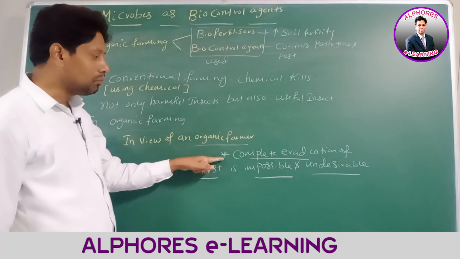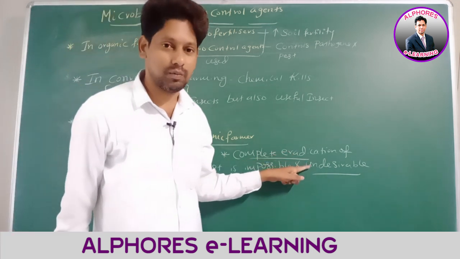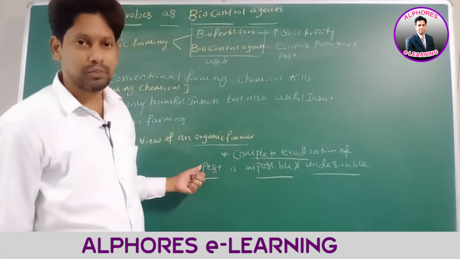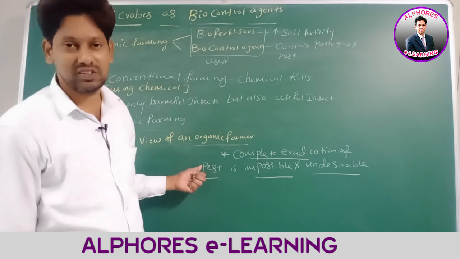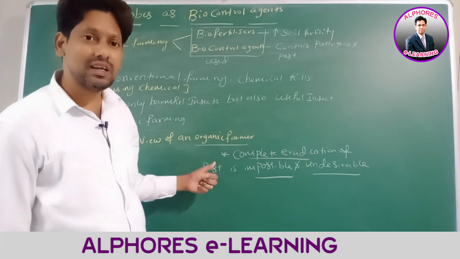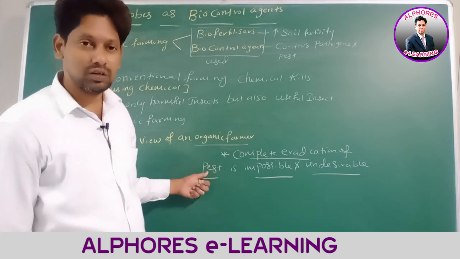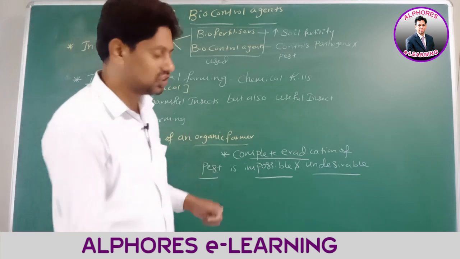Sir, why is complete eradication of pest impossible and undesirable? Because on this pest, many beneficial insects depend, either for food or for shelter. Either for food or for what, sir? Shelter.